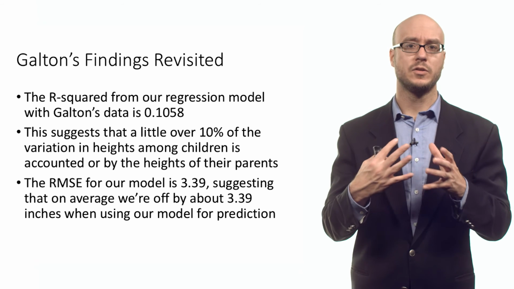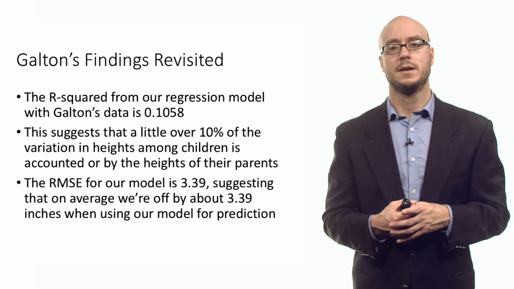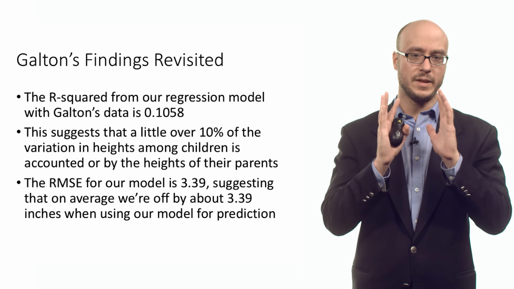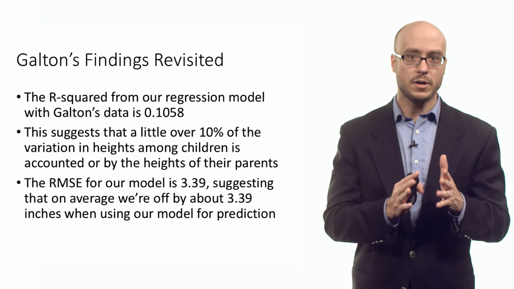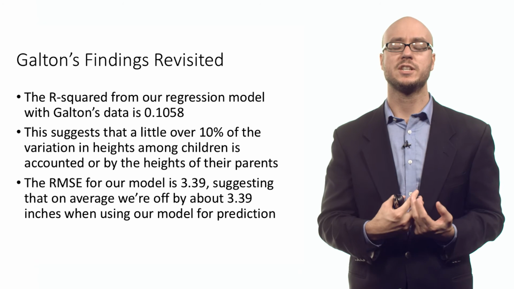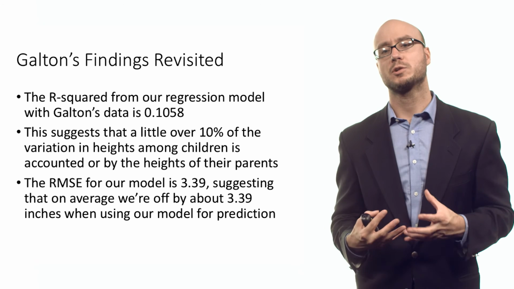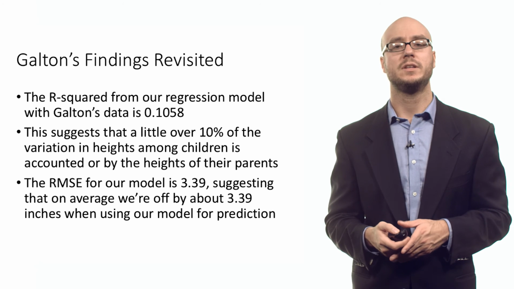So you can see that R squared and root mean square error are related in the sense that the basic idea is they're both giving you measures of model fit, but they are different concepts. R squared gives you an idea of the total variation that is accounted for by your model. Root mean square error gives you an idea of, on average, the size of that deviation.